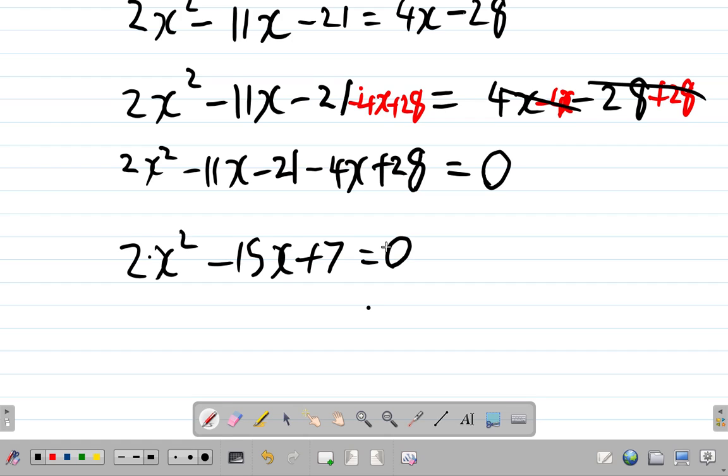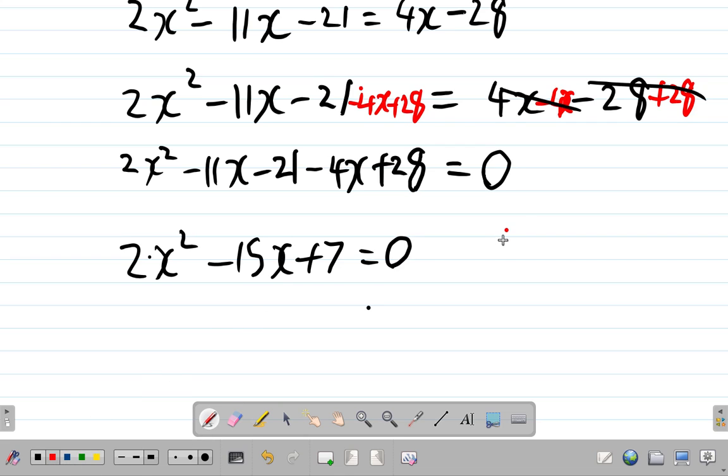Now, we can use the quadratic formula. Could we use factorization too? 2 times 7 is 14, positive 14. We could use factorization too, you know, right? But we're going to use just one method, and I want you to try it again using the other. Let us use the quadratic formula.